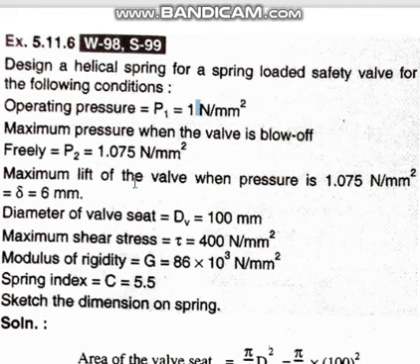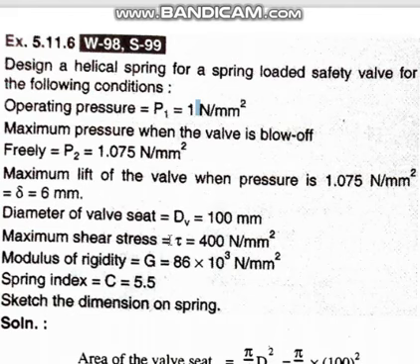Okay, then the maximum lift of the valve at this pressure can be taken as delta maximum, 6 mm. Okay, diameter of valve seat is given as 100 mm. So this is for calculating the load. Okay, valve seat, it's not the diameter of the coil.